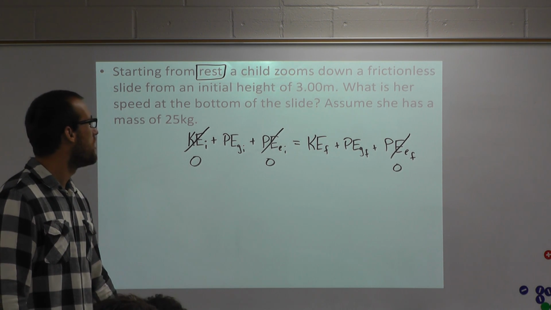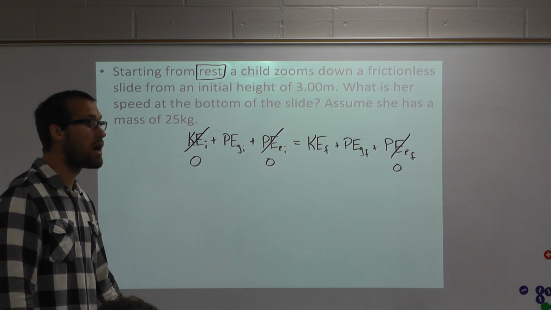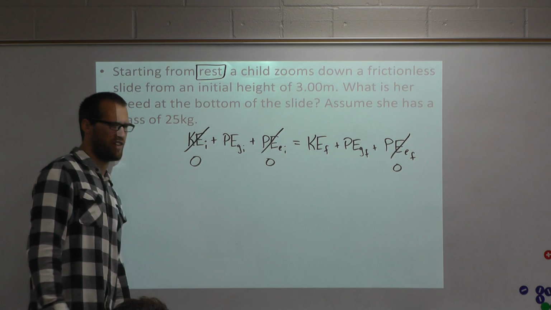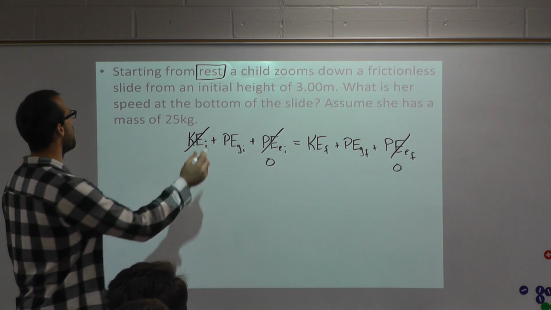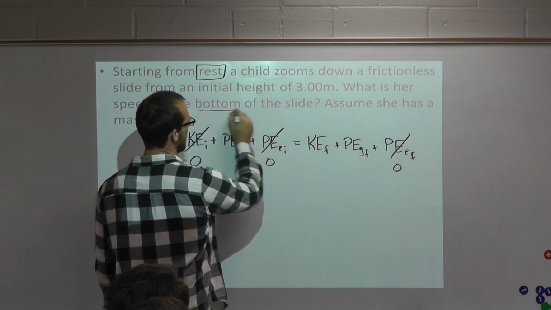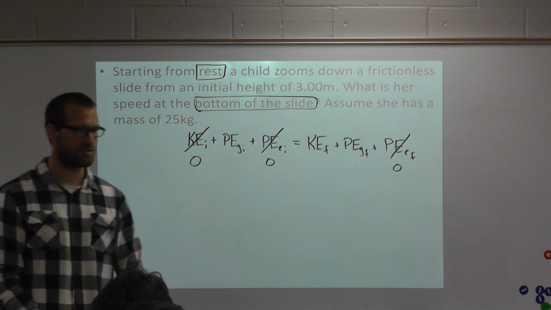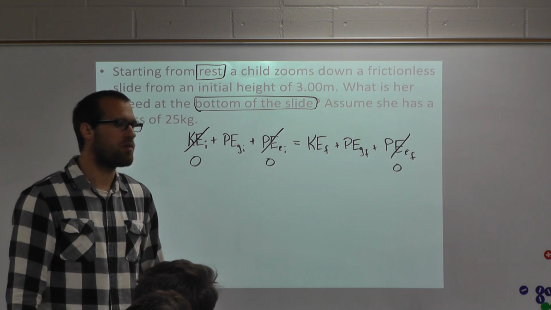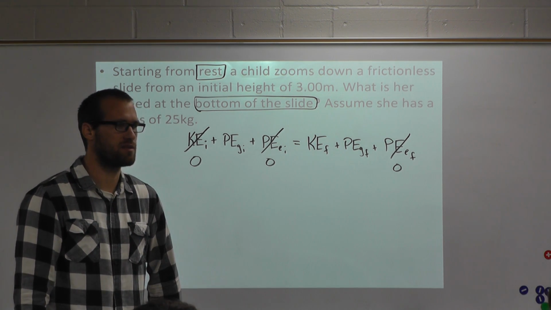There's another thing up here that is 0. If KEF were 0, we'd know V would be 0, but it's not, because it says, what is the speed at the bottom of the slide? We're not saying when it comes to rest, it's final right before it stops. We're not saying it stops. We're talking about right before it stops. How fast is it going right before it stops?